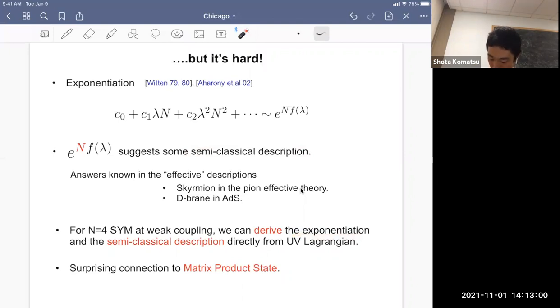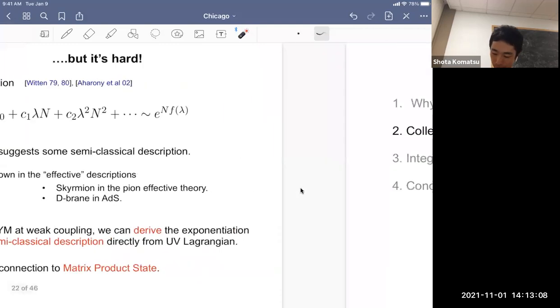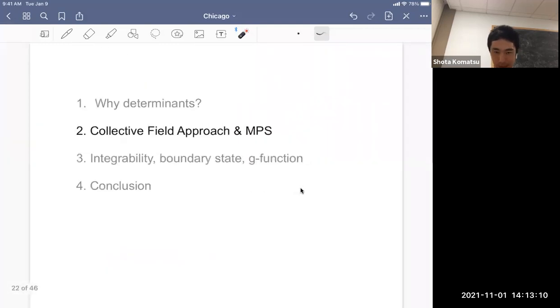And the final result has some nice, interesting connection to the matrix product state. And that's what I would like to talk about next. So this is the topic of the next bullet point.